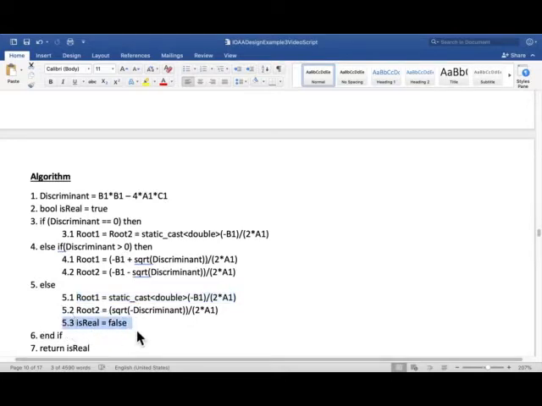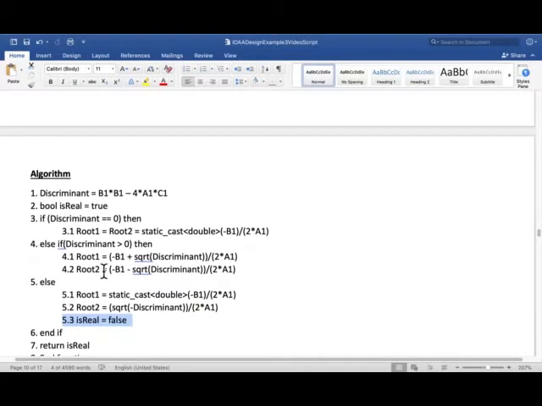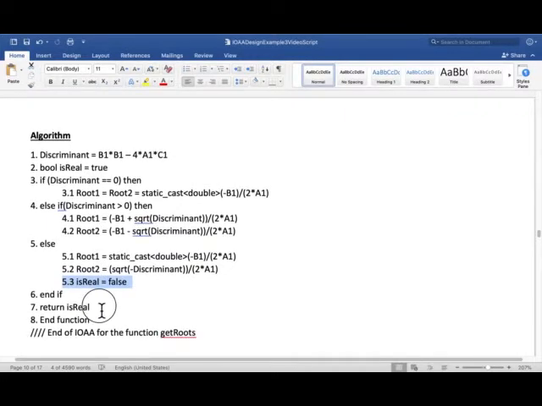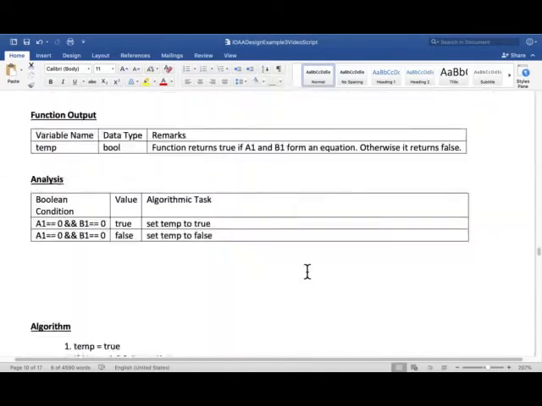And since root 1 and root 2 are passed by reference, didn't have an incoming value, they have the outgoing value now, and then I just return is real. Okay, so that's the IOA for getRoots function. Now I'll show you the source code of this. So let's go to the source code portion.